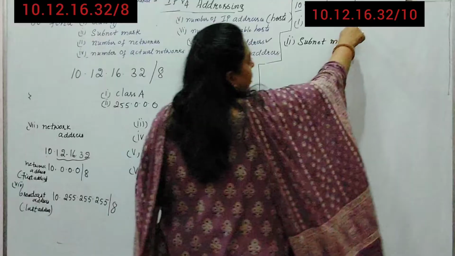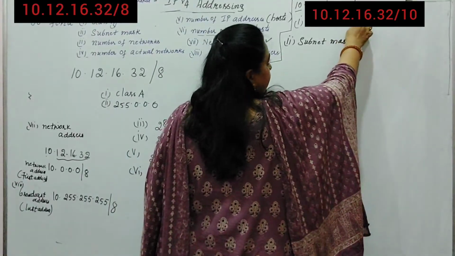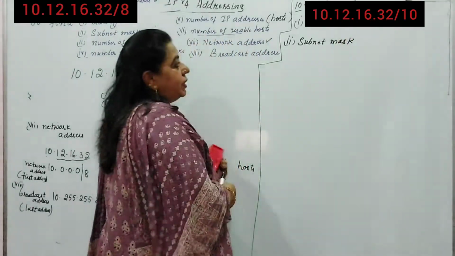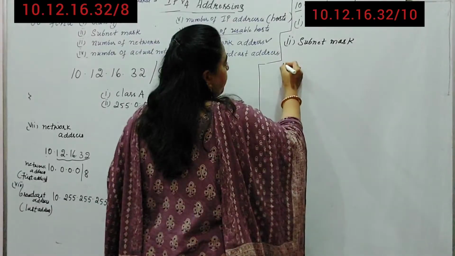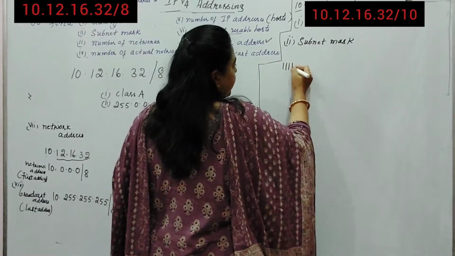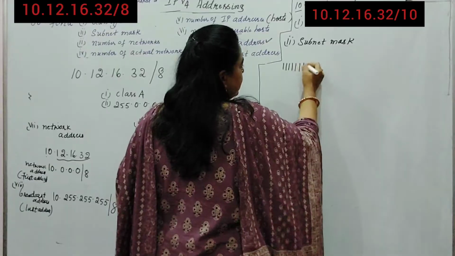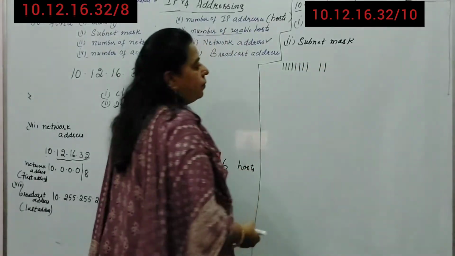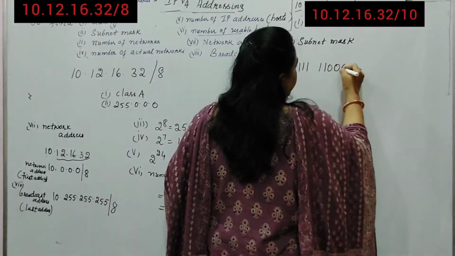But in this case you cannot write 255.0.0.0 because the number of bits that are used to represent the network ID is 10 here. If it is 10, then out of 32 bits, you are going to write 10 bits as ones, 1, 2, 3, 4, 5, 6, 7, 8, 9, 10, and then the remaining bits will be what?